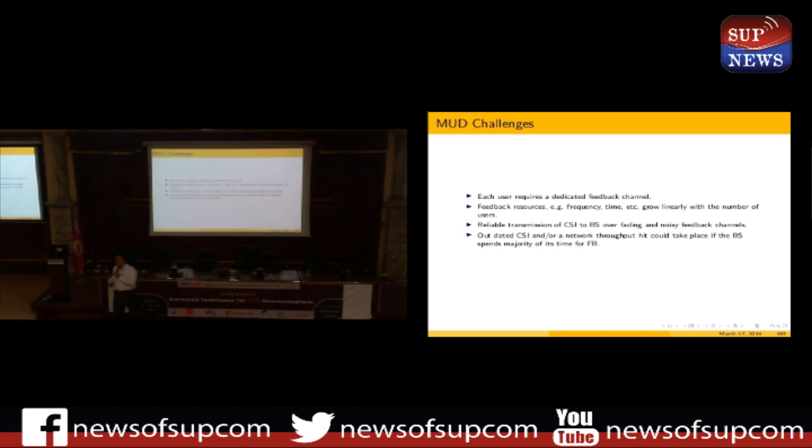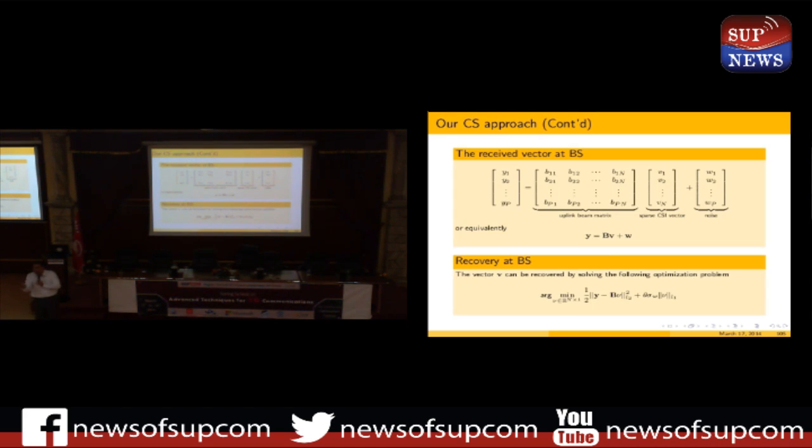But you can solve this problem also in a compressed sensing manner. So the way we do it is the following. This is the sparse vector of users. This is what the users want to feed back. They're going to feed back the strength of their channel, right? Now, many of the users are going to be silent. Why are they going to be silent? Because they are below a certain threshold that the base station will determine. So this vector is going to be sparse, okay?